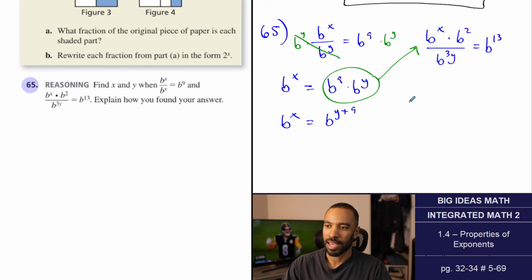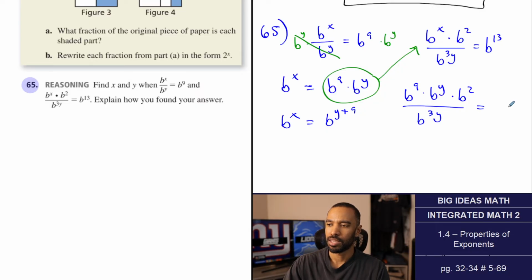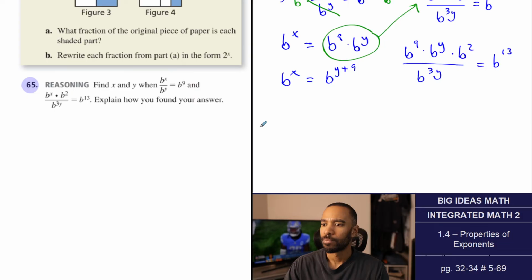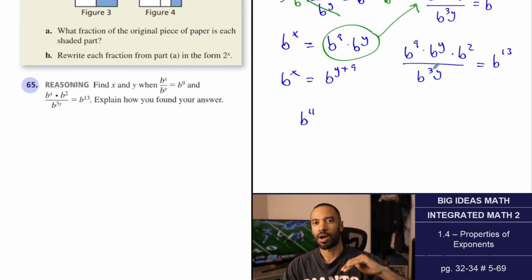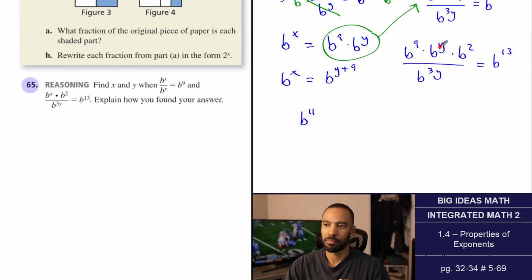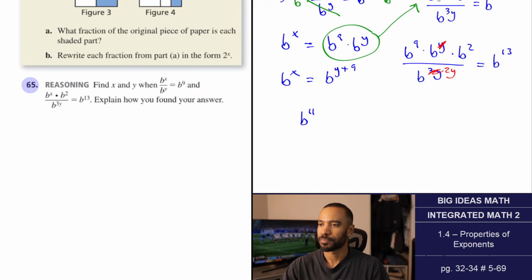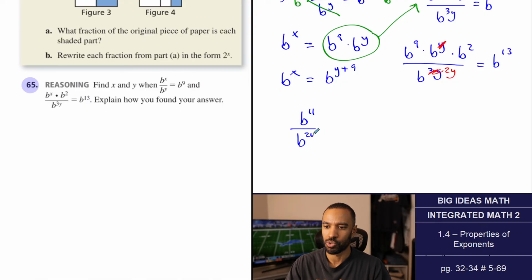I'll substitute it for b to the x, because I want to use algebra, not guess and check. So I'll have b to the 9th times b to the y times b squared over b to the 3y equals b to the 13th. b to the 9th times b squared is b to the 11th. b to the y divided by b to the 3y: now I do y minus 3y, which is negative 2y, or remove a y from here and remove a y from here and have 2 y's down here. So I have b to the 11th over b to the 2y equals b to the 13th.